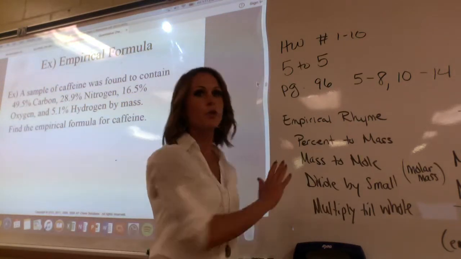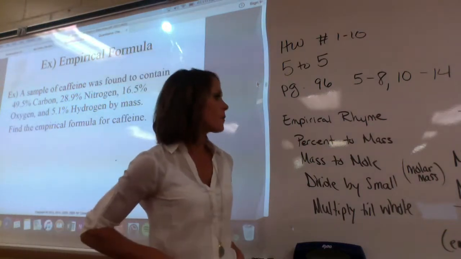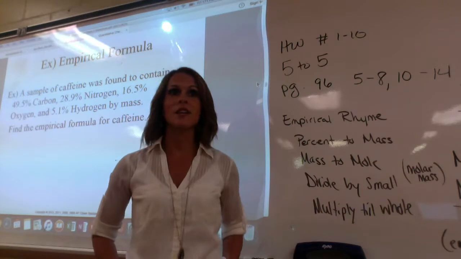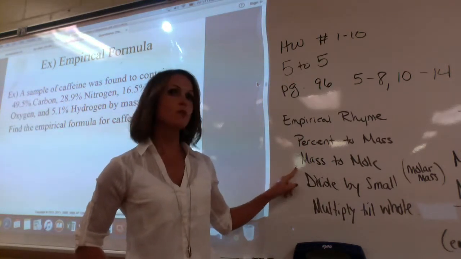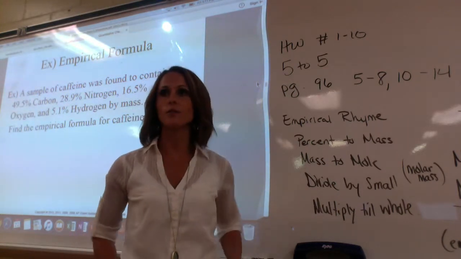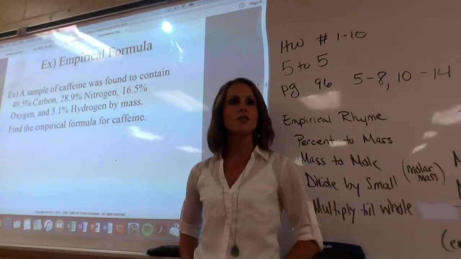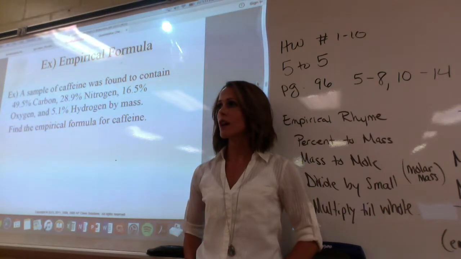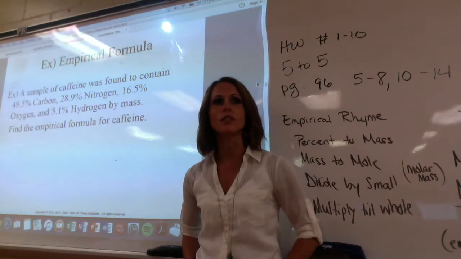All right. Before we start this problem, we're going to use the empirical formula rhyme. So those of you who had me, we practiced this rhyme. Those of you who didn't have me probably just memorized the steps, but it's more fun to rhyme. So it goes percent to mass, mass to mole, divide by small, multiply till whole. Okay, so we're all going to say it together. Ready? Percent to mass, mass to mole, divide by small, multiply till whole.